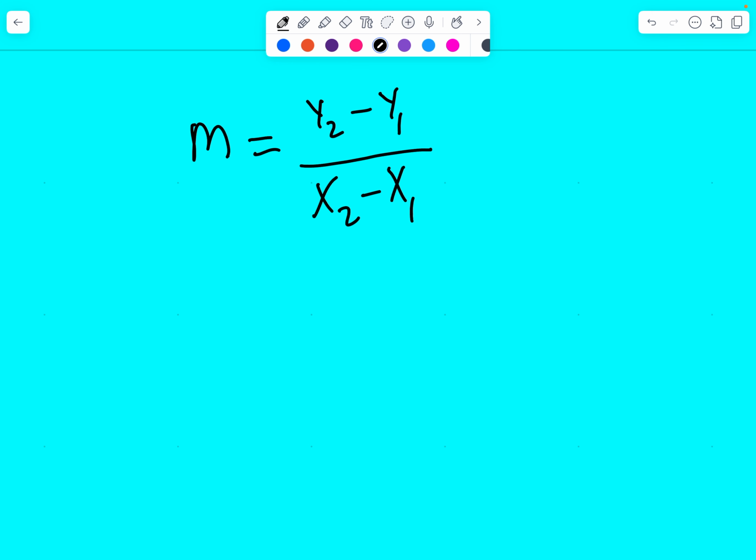Okay, so in this formula, we have m equals y2 minus y1 all over x2 minus x1, all right? What I want you guys to take away from this formula is that m is the slope. We subtract the y values on top and the x values on the bottom. The most important rule is stay in the same order. If you start with point 1 on top, you must start with point 1 on the bottom.